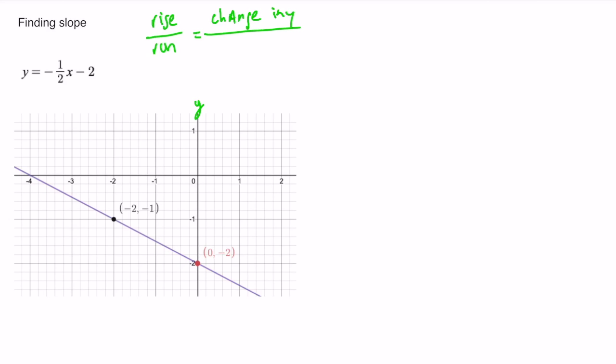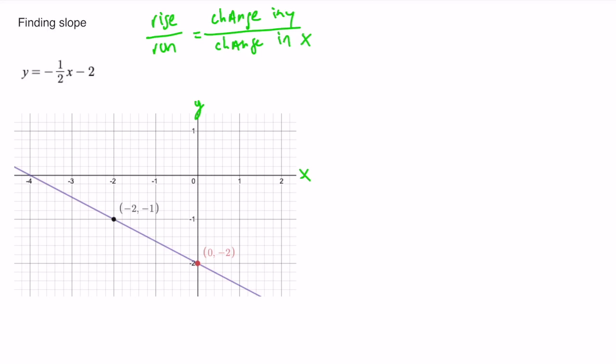And then over the run, think about it, if you're running on the ground, you're going horizontally, you're not going up or down. So that's your change in your x value. That's how much difference you're going left or right. So you can think about that as our change in x. So let's just look at it graphically first, and then we'll look at the equation again for a second.